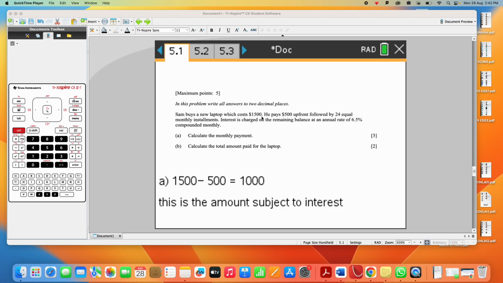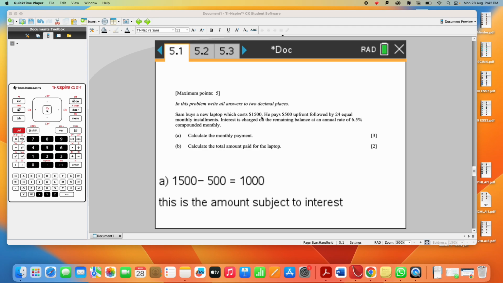It says it costs 1,500, but I pay 500 first. So you can see that I only have 1,000. Now this is actually a loan, isn't it? The computer shop are giving me 1,000 to be able to pay them back.